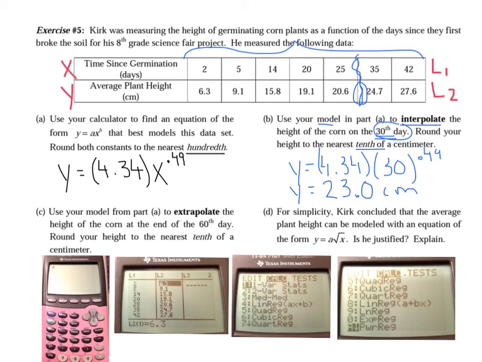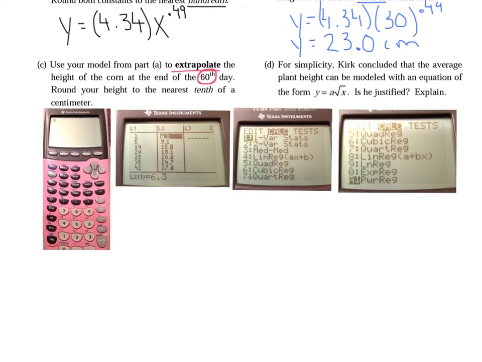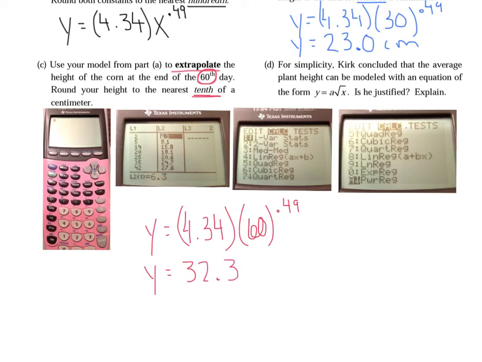All right, next thing. Now we're going to extrapolate. That just means we're using a number that's outside, beyond the edge of my table, so we're going beyond our normal realm here. And let's see, I need to substitute the 60 in for x. So I'm going to show my substitution. y equals 4.34 times 60 raised to the 0.49 power. Again, I'm going to throw up my calculator. Again, if we round to the nearest tenth, I'm going to get an average height of 32.3. It was actually 32.26. And again, I'm going to put centimeters on there.